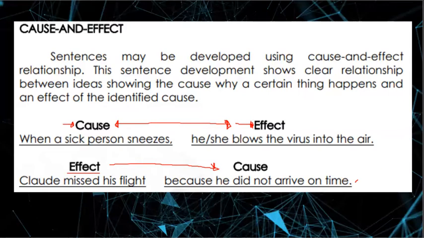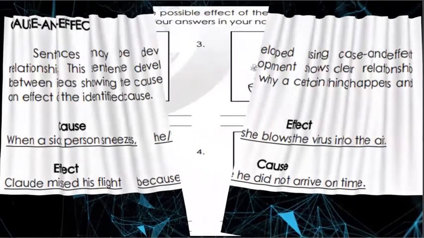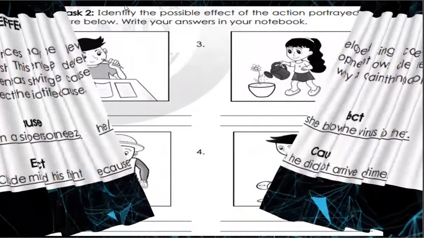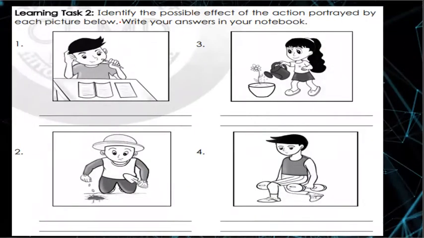Now let us move on and try to answer the following learning activity. Learning task number two: identify the possible effect of the action portrayed by each picture. Write your answer in your notebook. Again, what we are going to do here is to identify the possible effect, no? The effect. Okay. As you can see on picture number one, the boy is studying. What do you think will happen next if the boy is studying?